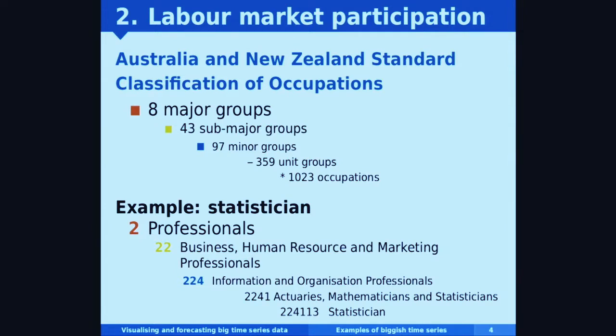Within professionals, we are under business, human resource and marketing professionals, and under that we're information and organisation professionals, and then within the category of actuaries, mathematicians and statisticians. And finally, at the fifth level down, we are statistician, one of 1,023 occupations in Australia. You want to forecast all of these different occupations simultaneously in a way that's consistent. Again, that's not very big, only 1,000 series. And we have that monthly going back a long time.